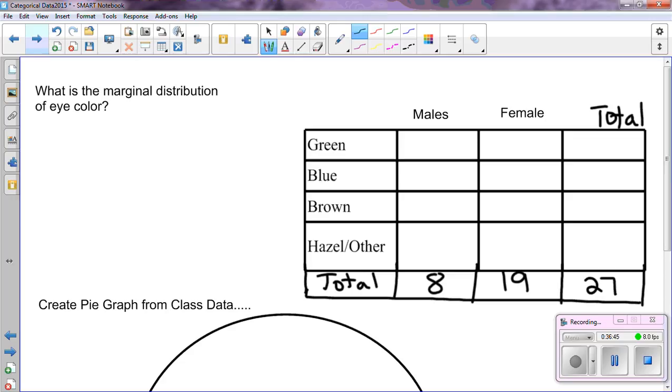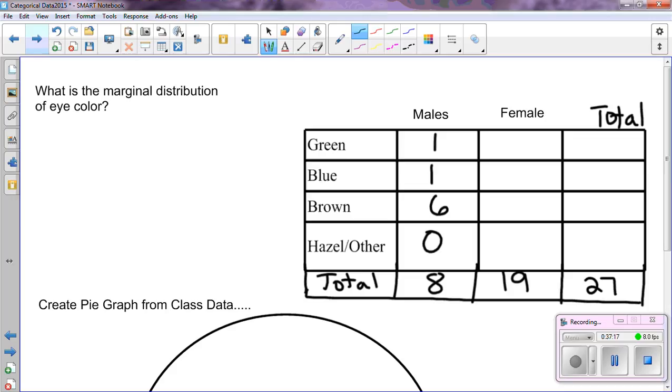Okay, so let's start with males only. How many males do we have that have green eyes? Raise your hand. 1. How many males do we have that have blue eyes? 1. Brown eyes? 1, 2, 3, 4, 5. So none of them. Oh, 1. Who's hazel? Oh, Byron's sleeping is what it is. I think Byron has brown eyes. Byron. Wake up, baby. Come on.